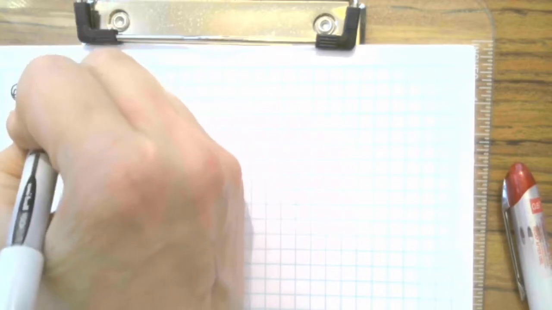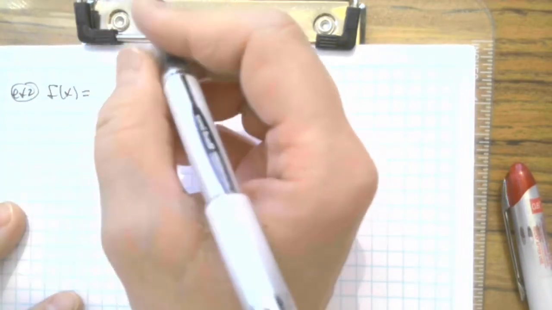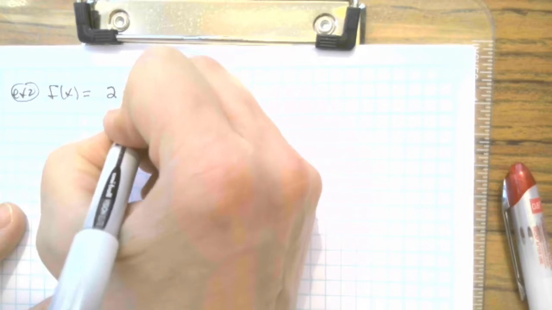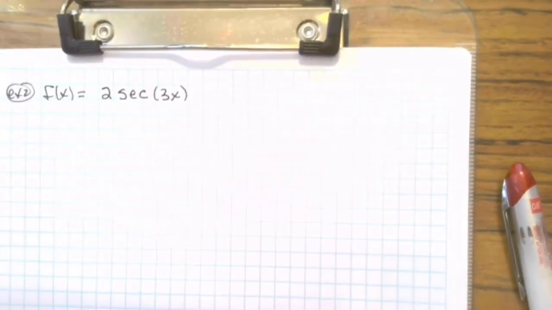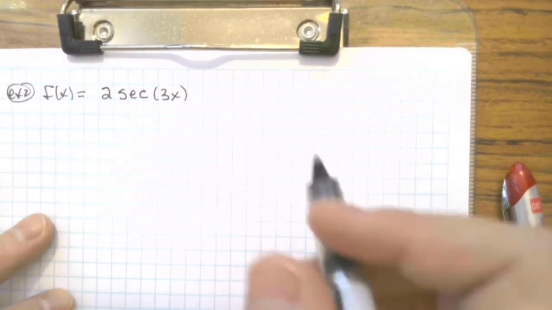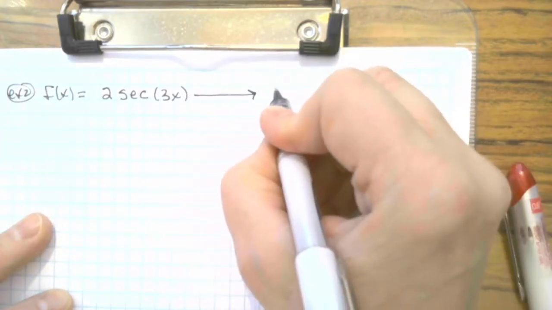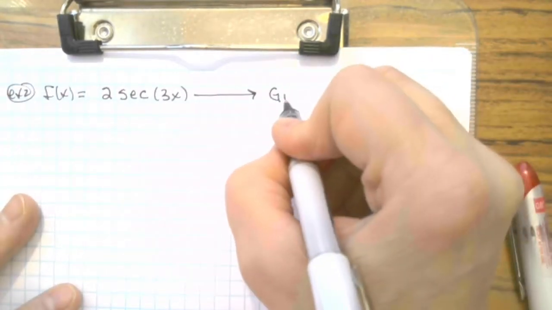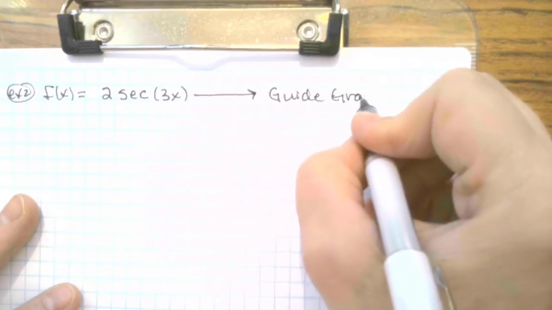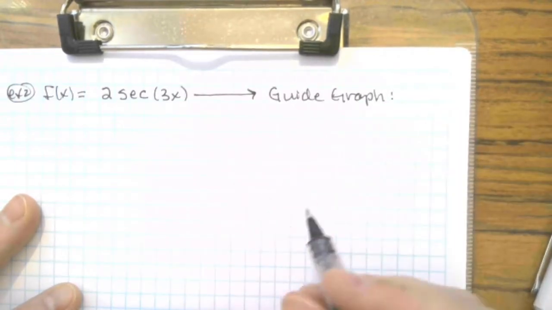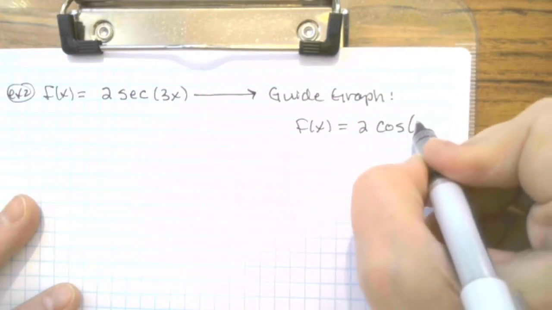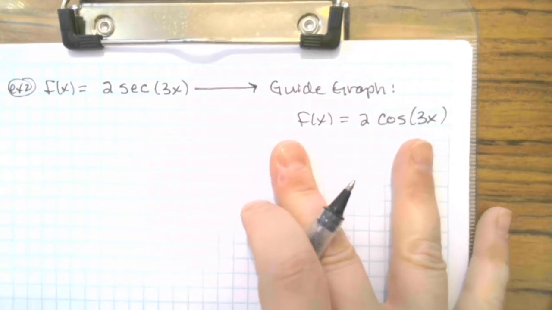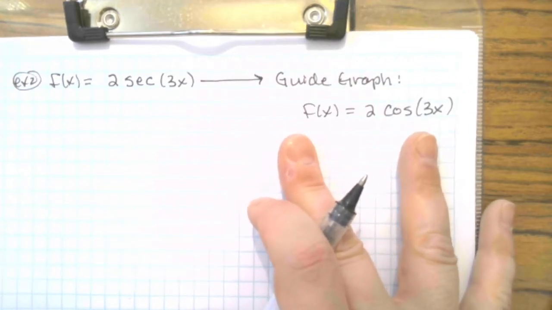So example 2, we're going to do f of x equals, and we're going to do a transformation, 2 secant of 3x. Okay, so the reciprocal of secant is cosine. So when you draw a graph to make another graph, it's called a guide graph. So our guide graph on this one is going to be f of x equals 2 cosine of 3x. So we're going to do all the transformations to cosine and only draw in secant at the very end.